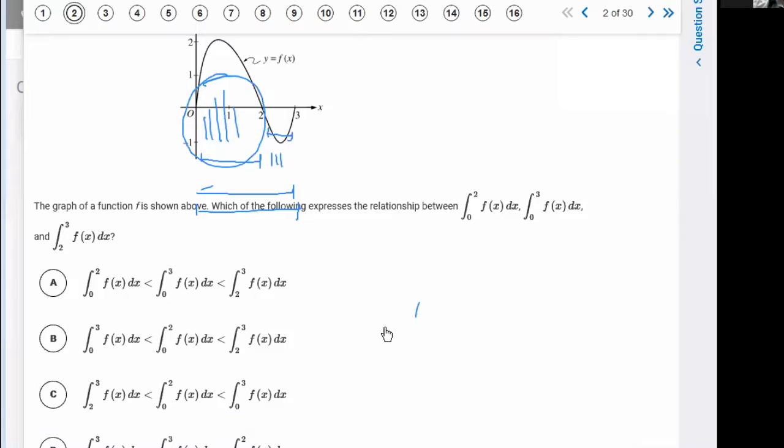D. Okay, that's it. Let's talk about why. We said this is going to be negative, so that's my smallest right here. And then my largest is all positive, so we know this is my largest. And this is the one in the middle. And D does reflect that, right?